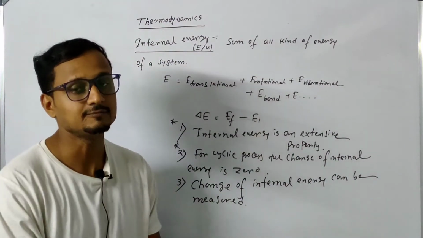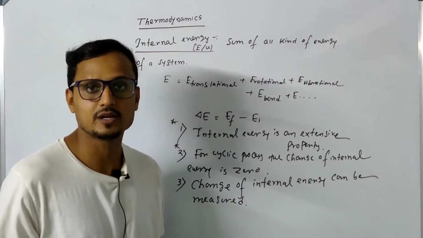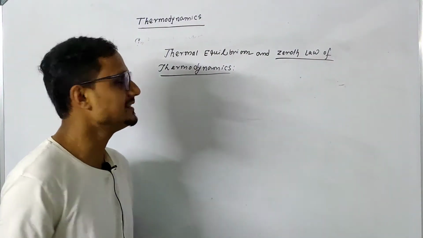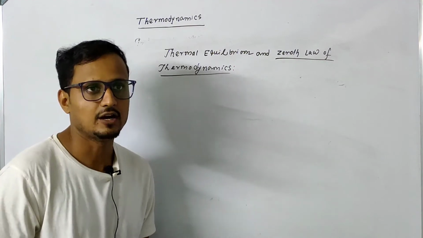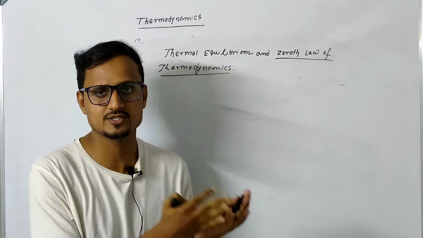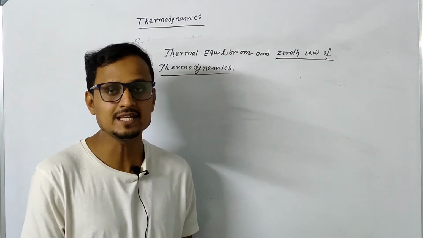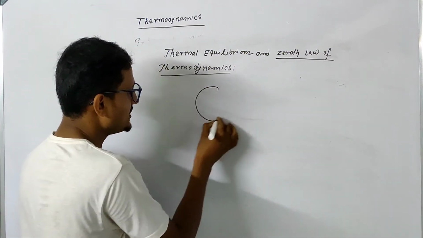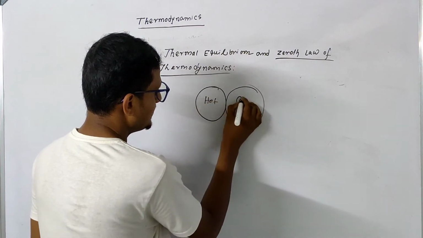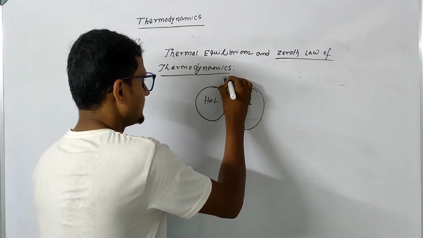Now we will discuss the first law of thermodynamics. Before that, we will discuss the zeroth law of thermodynamics and the concept of thermal equilibrium. How does this concept come about? Take two bodies, one hot and one cold. When a hot body comes in contact with a cold body, there will be a transfer of heat from the hot body to the cold body.